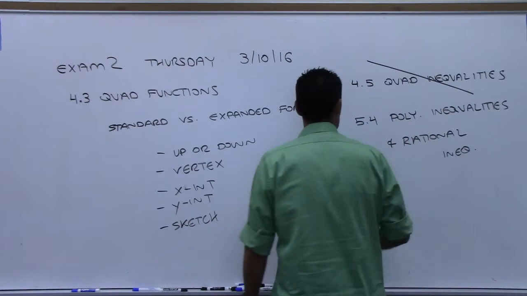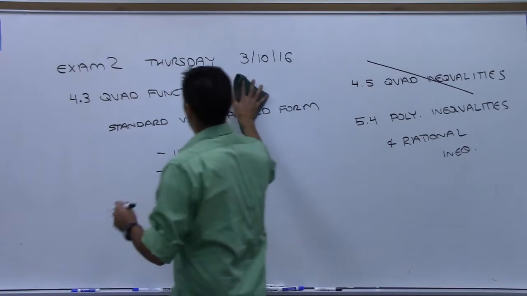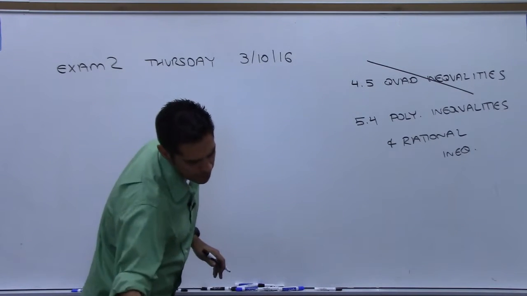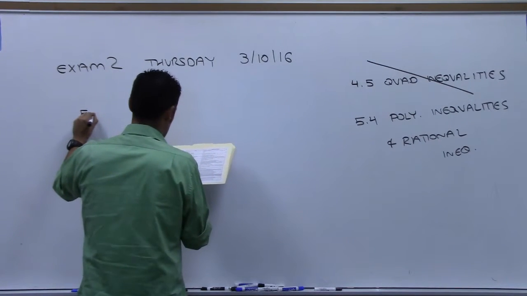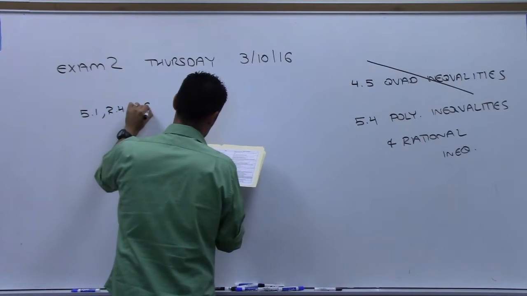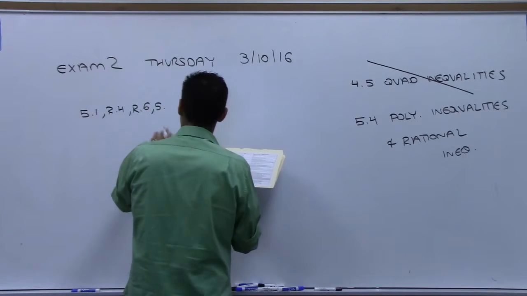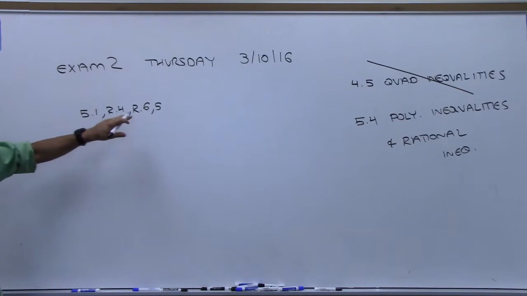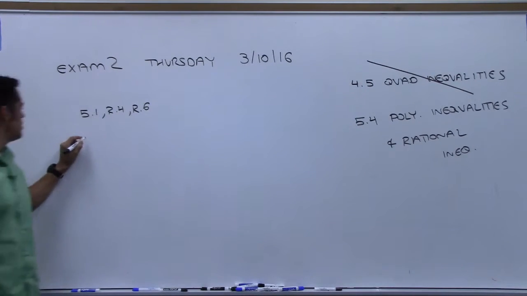You need to know how to do 5.1. So it's actually more than 5.1. It's a couple of sections. 5.1, 5.4, 5.6, 5. Yeah, 5 right there. Just that right there. 5.1, 5.4, 5.6. This is polynomial functions. Okay, so poly functions.